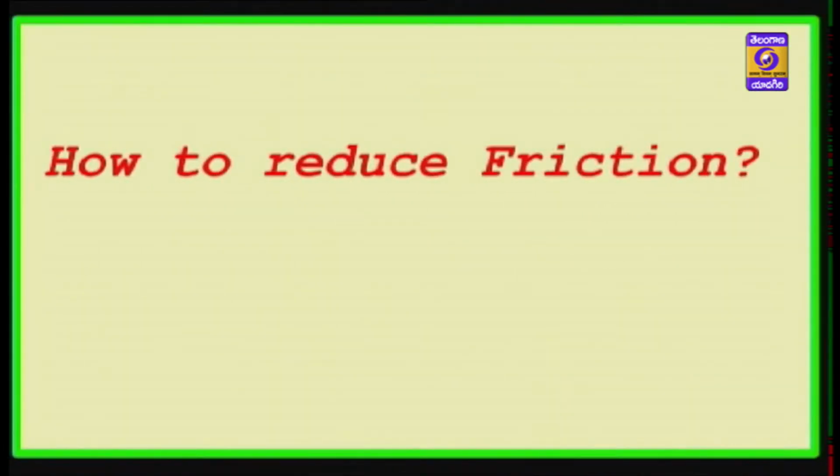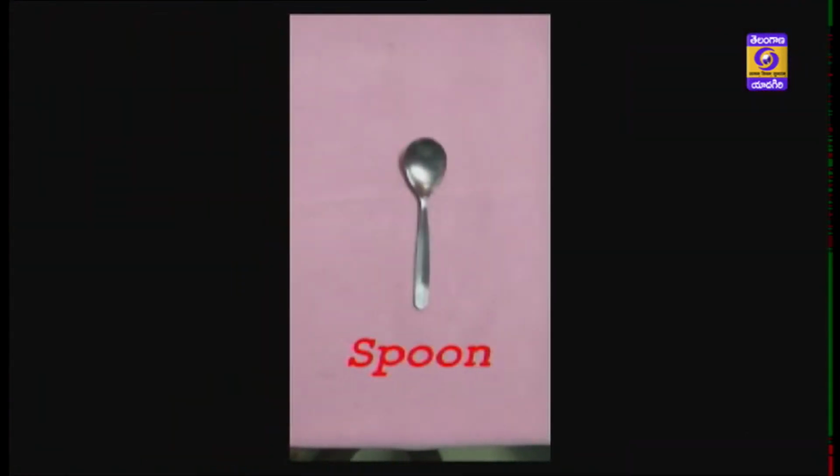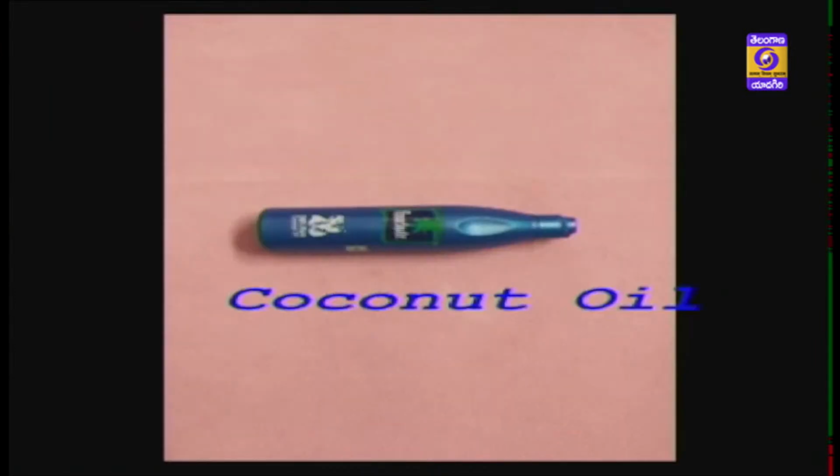Now, children, we have observed till now by the matchbox activity that friction produces heat. Now, let us learn the ways and means of reducing the friction. How to reduce friction? The material required for the activity: a spoon, a glass of water, and a coconut oil bottle.